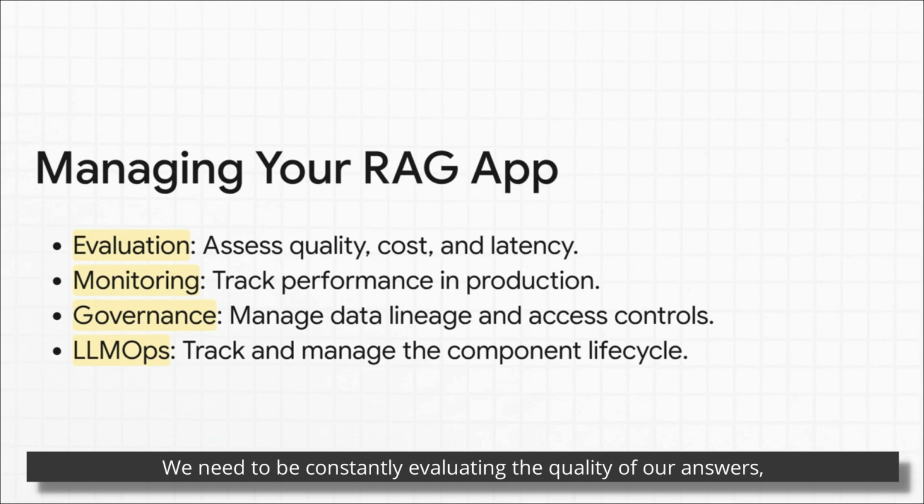We need to be constantly evaluating the quality of our answers, maybe using MLflow to track everything. We need to be monitoring its performance out in production. And we absolutely need strong governance for our data and models, which is where something like Unity Catalog really shines. It's about having a true platform that integrates all these pieces, making sure our app stays robust, secure, and reliable over time.